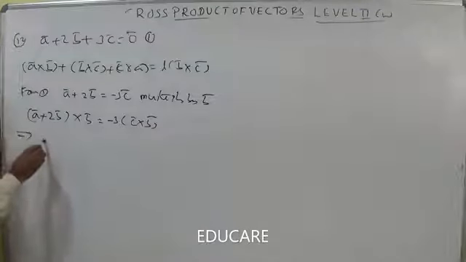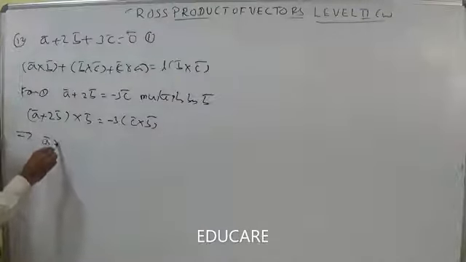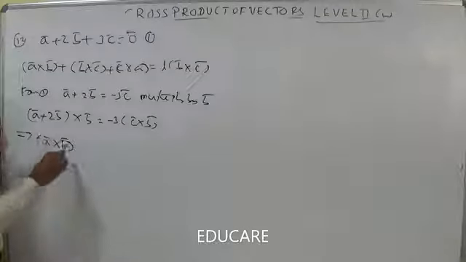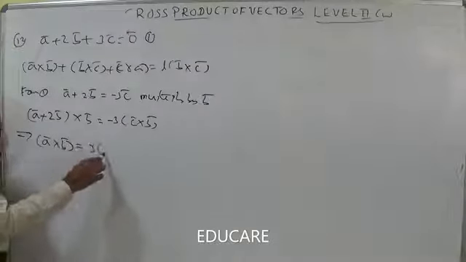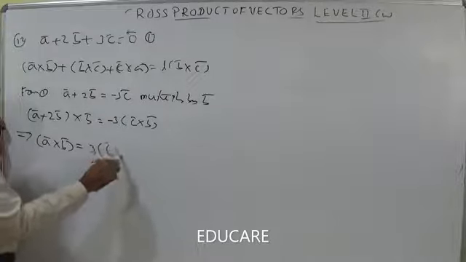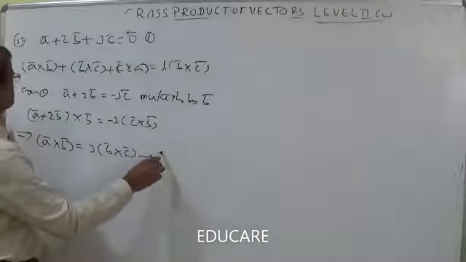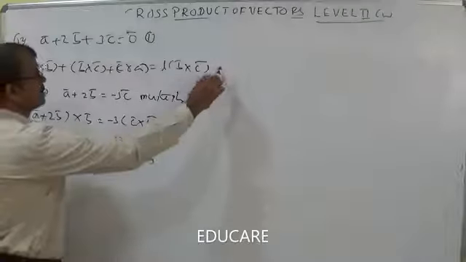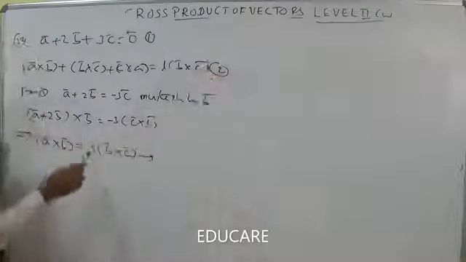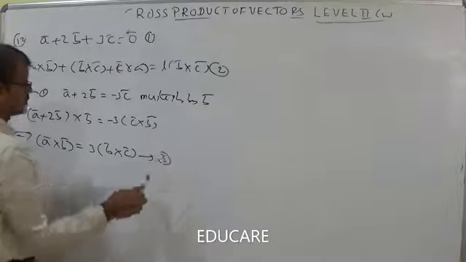That implies, now you can write here A bar cross B bar is equal to 3 into B cross C. It is the first equation. Let it be, this is the second equation, to find out the L value. Let it be the third equation.